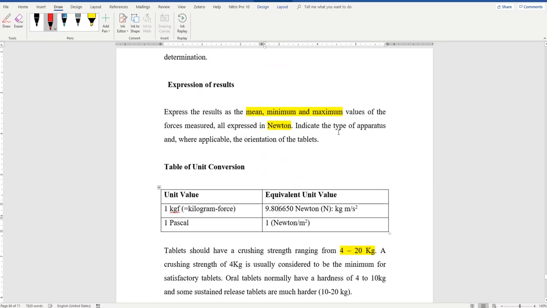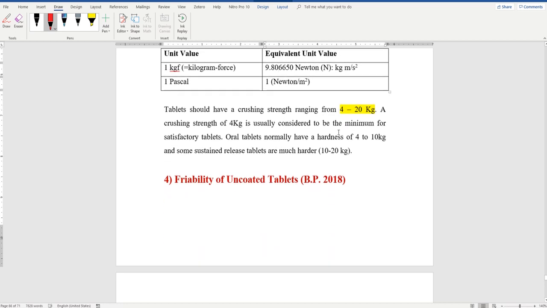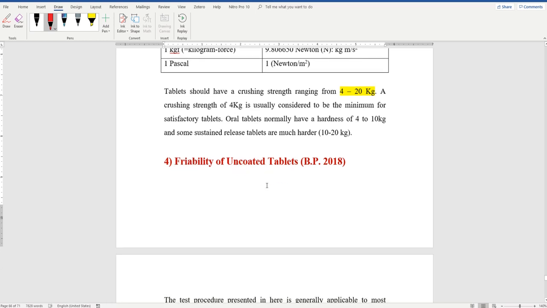Okay, so I hope you understood the working of the resistance to crushing machine. Usually they call it, as I said, hardness machine or hardness testing machine. The other method, attrition resistance, we will talk about the friability test, mainly focusing on the uncoated tablets.